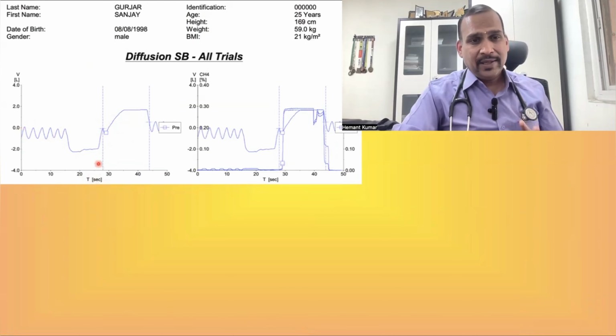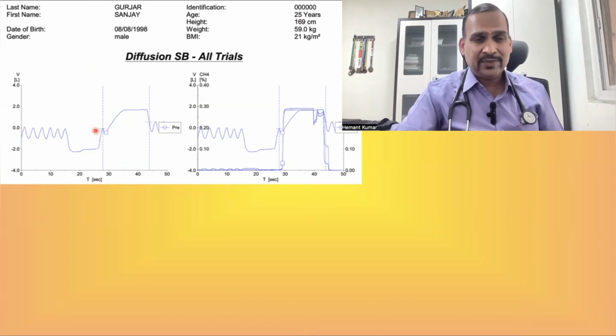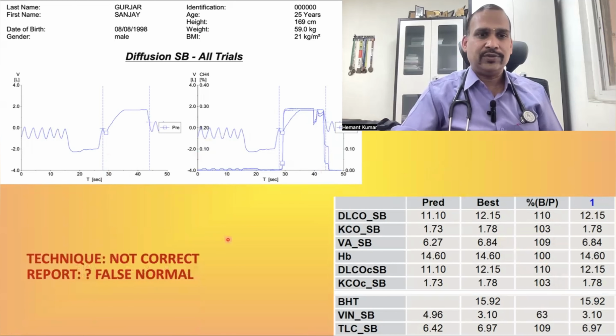Another thing is the patient should take less than 4 seconds for inhalation. But in this case, the patient has taken from 28 seconds to 35 seconds, almost 7 seconds. So this is not the correct technique. We should discard this result because it will give a false report. This is a falsely normal report, so we cannot rely on it.